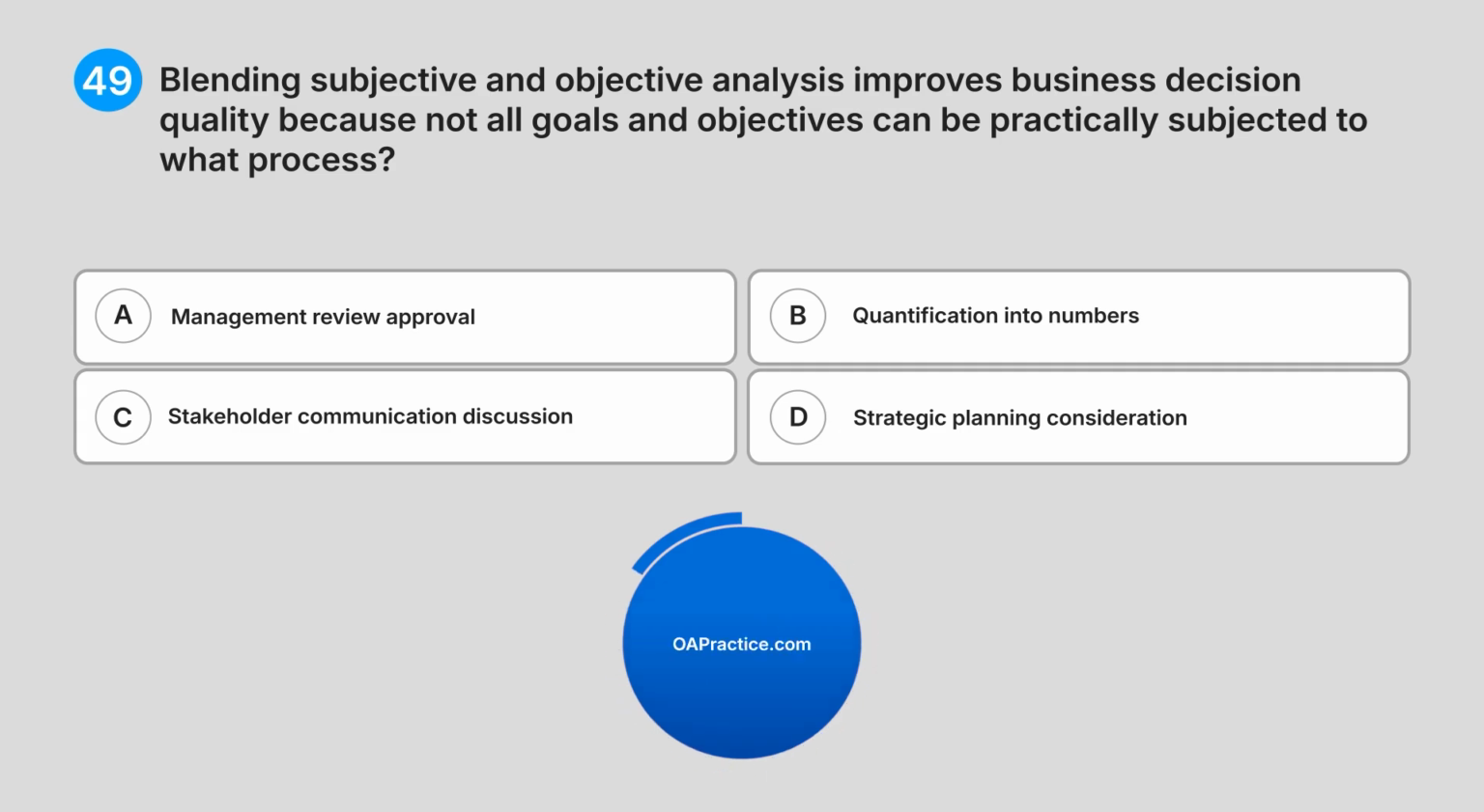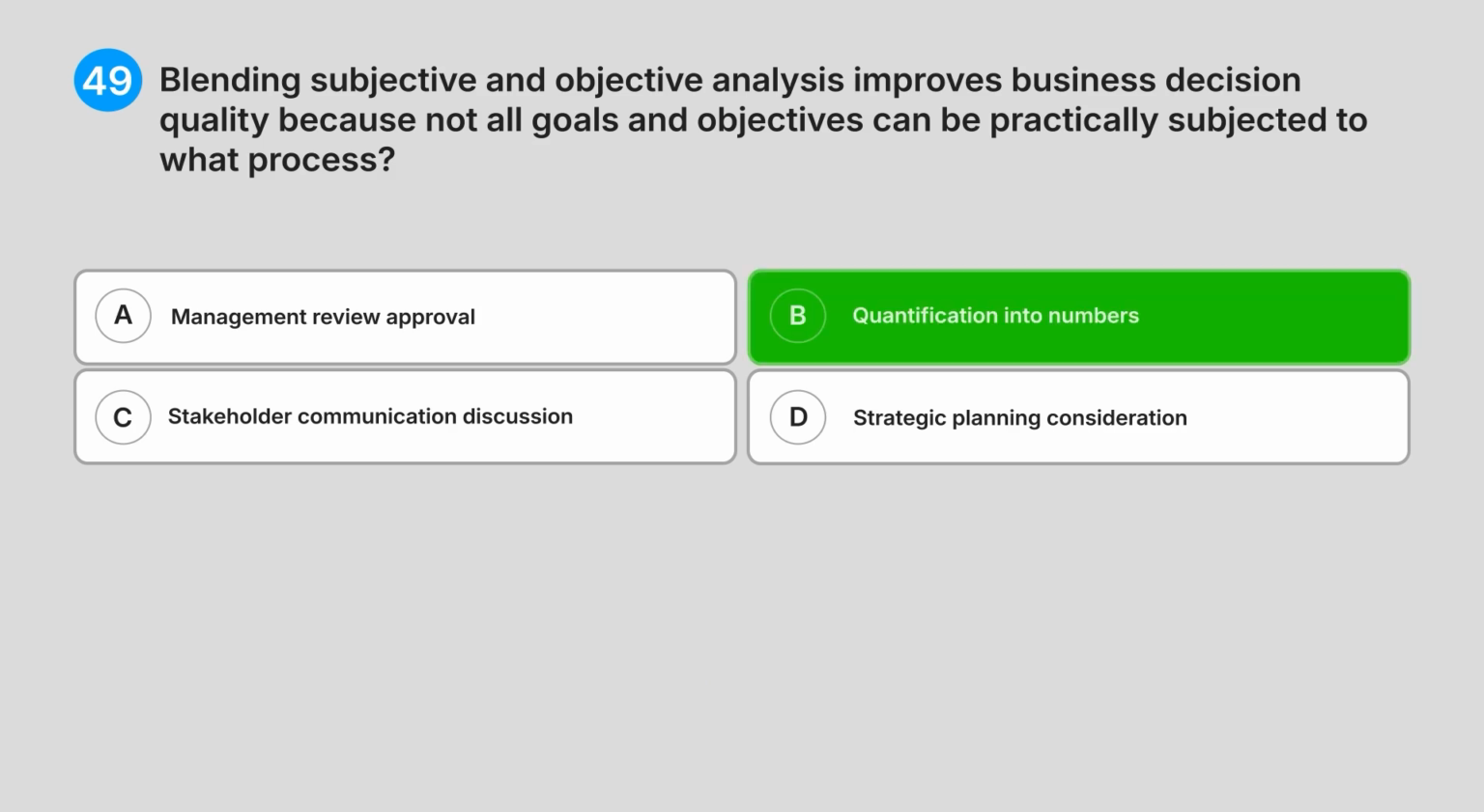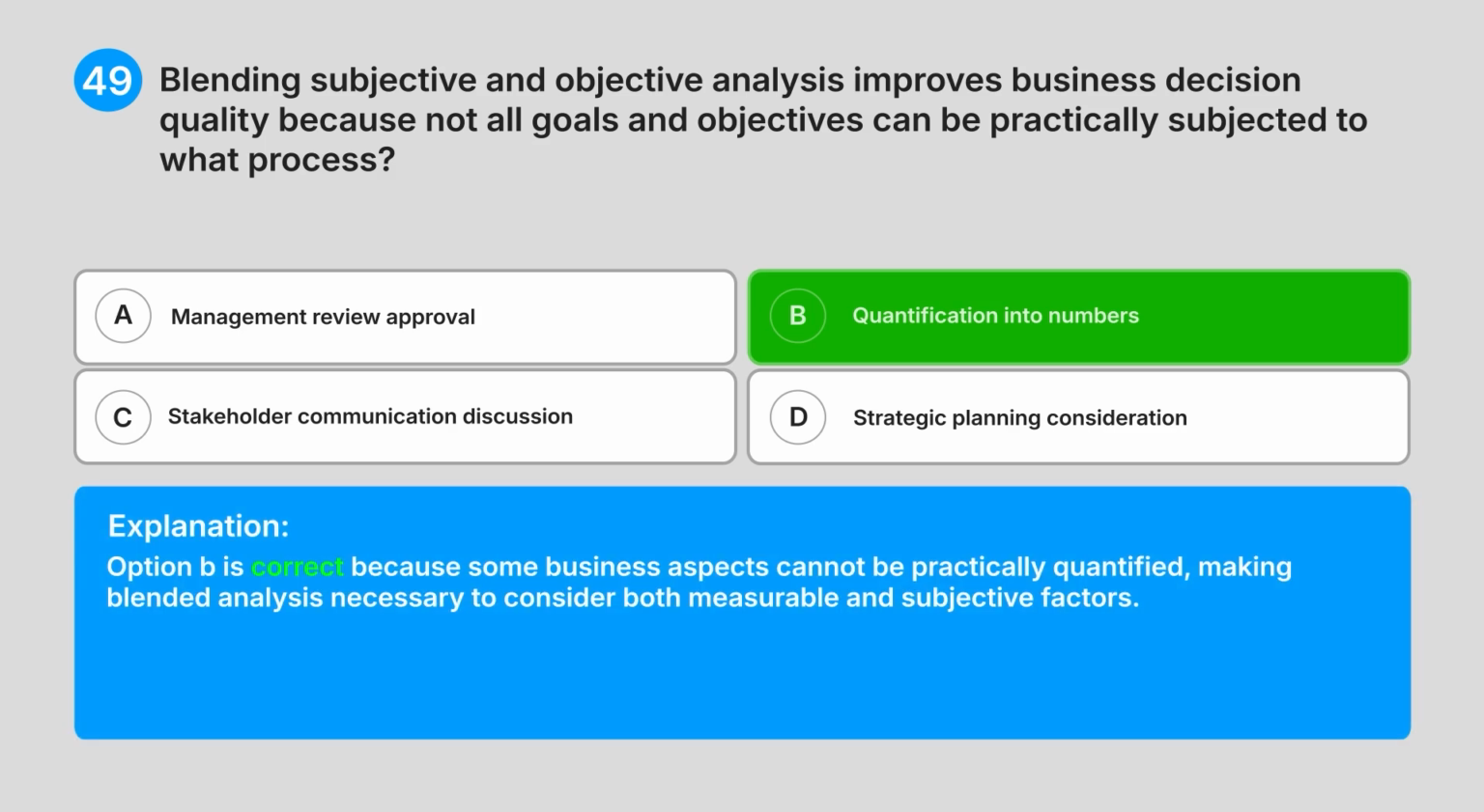Correct answer, B. Quantification into numbers. Explanation. Option B is correct because some business aspects cannot be practically quantified, making blended analysis necessary to consider both measurable and subjective factors.